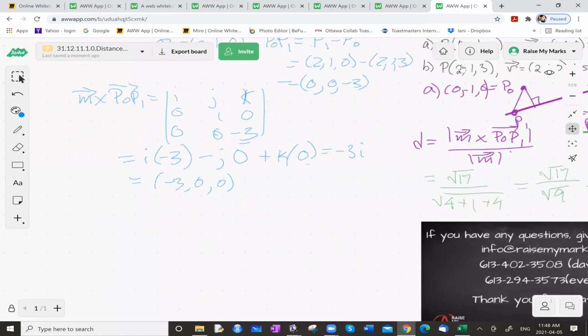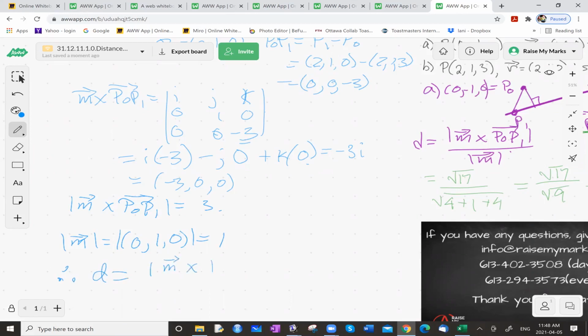The magnitude of this vector, which is what we need, is just 3. What's the magnitude of m? The magnitude of the vector 0, 1, 0 equals 1. Therefore, our distance from the point P0 to our line is the magnitude of m cross P0P1 over the magnitude of m. It's 3 over 1, or 3.